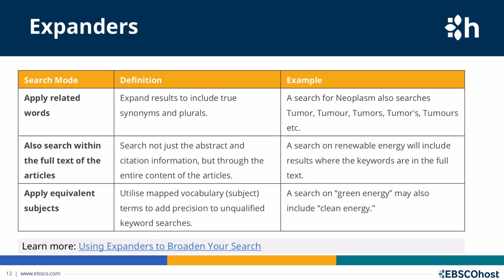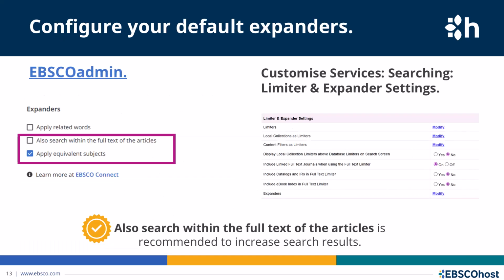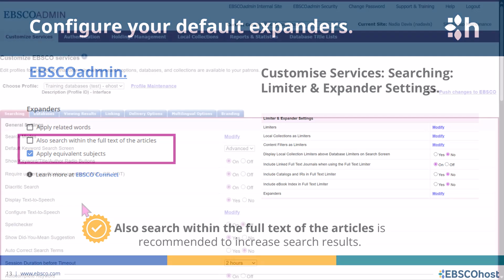Let's have a look at the settings for expanders in EBSCOadmin. We will find the expander settings in the EBSCOadmin platform. And although there are 3 available, the 2 that are recommended to enable as default include apply equivalent subjects and also search within the full text of the articles. This can help to increase a user's search results. Let's have a look at these settings in EBSCOadmin.